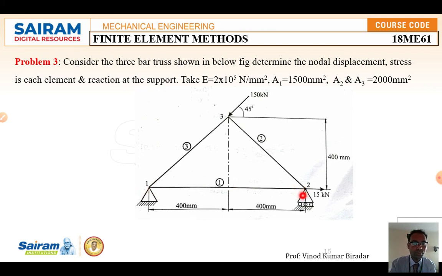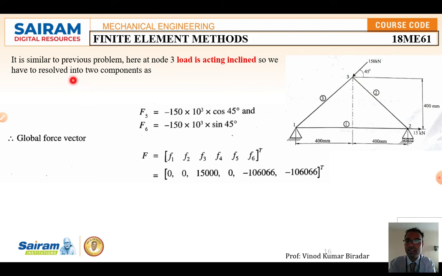Here also f4 you have to delete, and here you have to simplify, 3 elements are given, so this is 800, this is 400. It is similar to the previous problem, but here at node number 3 the load is acting inclined, so you have to resolve it into two components. Along f5 you consider cos, and for vertical you have to take the sine.